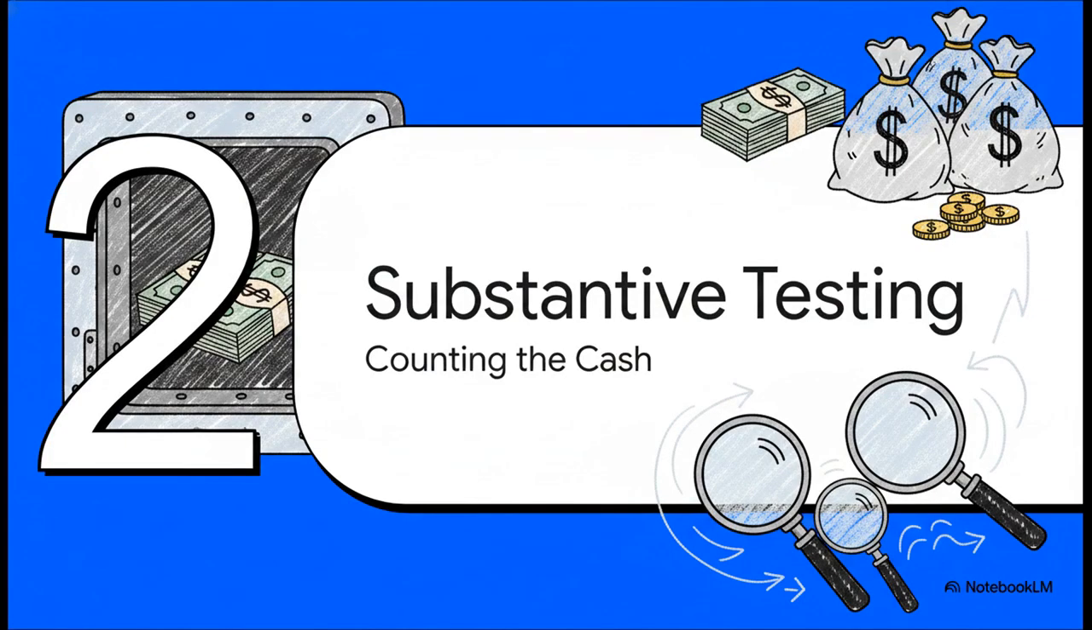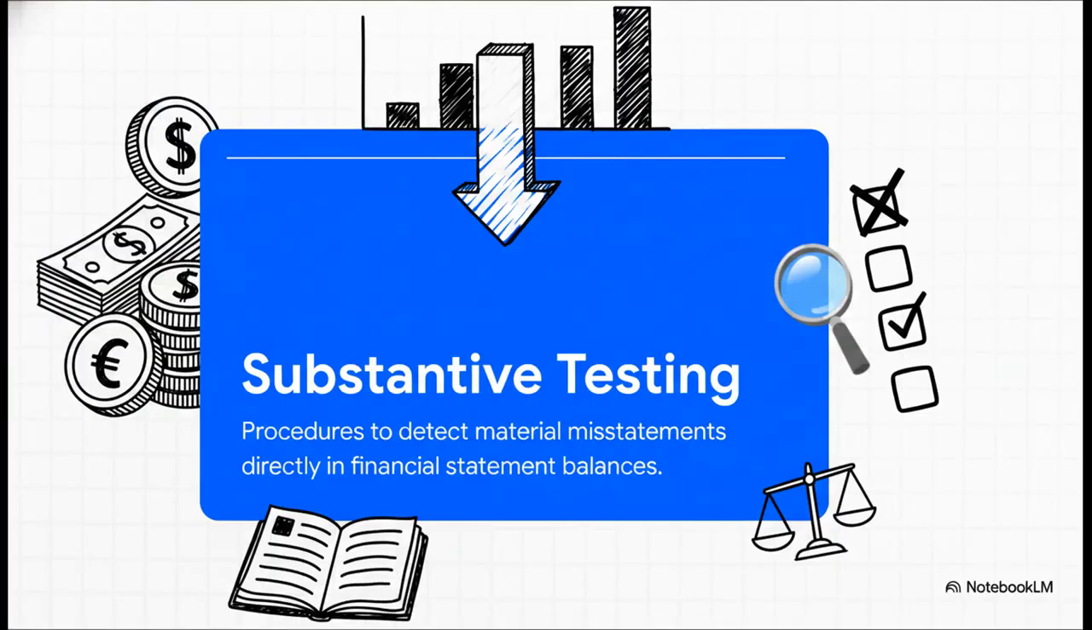Which brings us to Phase 2, counting the cash, formerly known as substantive testing. All right, once our detective has evaluated the security system, it's time to open the vault. This brings us to substantive testing. These are procedures performed to detect material misstatements directly in the financial statement balances, transactions, and disclosures. Notice the shift here. We are no longer testing the process, we're testing the actual numbers.